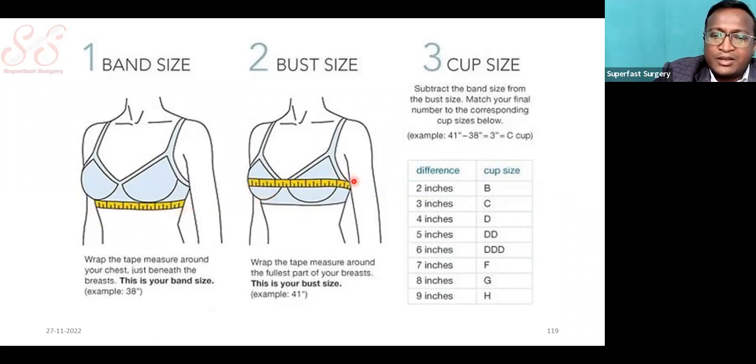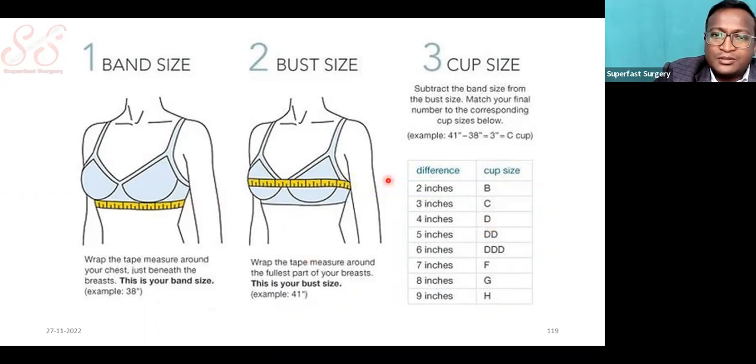at the inframammary crease level and at the nipple areola complex level. Suppose at the nipple areola complex level it is 36 inch, and at the inframammary crease level the measuring tape measures 32 inch. So the difference between 36 and 32 is 4 inch. Once the difference is 4 inch, the cup size becomes D.